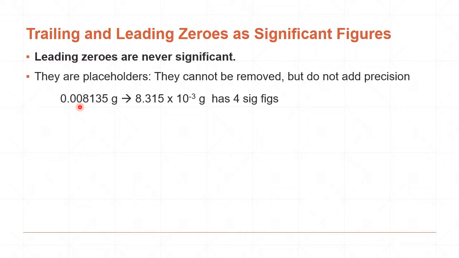I can't simply express this number as 0.8135. That's not the same thing. So they're placeholders. They must be there. You can't remove them, but they don't add any precision to your information. This is 4 significant figures. My leading zeros will never be significant.